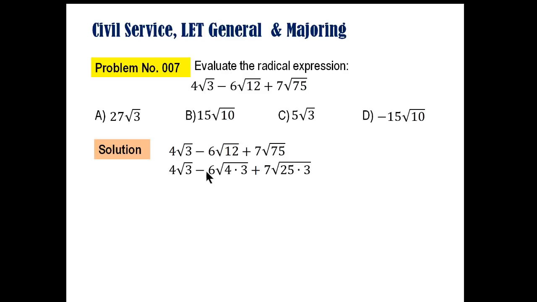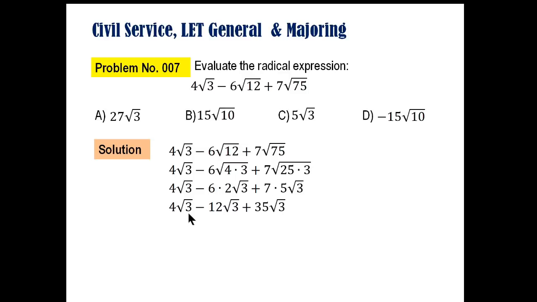So this is it: 4 the square root of 3 minus 6 times the square root of 4 times 3, because 4 is a perfect square, plus 7 times the square root of 25 times 3. Next, 4 the square root of 3 minus 6 times the square root of 4, which is 2, times the square root of 3, plus 7 times the square root of 25, which is 5, times the square root of 3. So 6 times 2, that's negative 12 square root of 3, plus 7 times 5, that's 35 square root of 3.